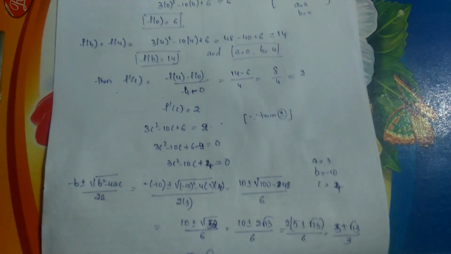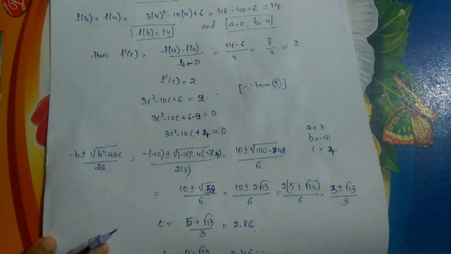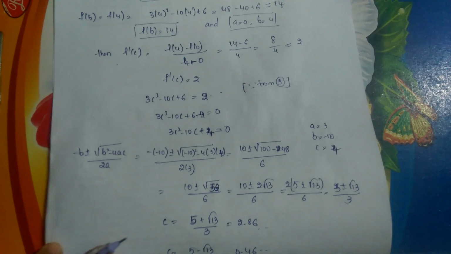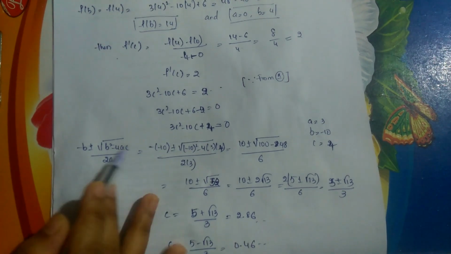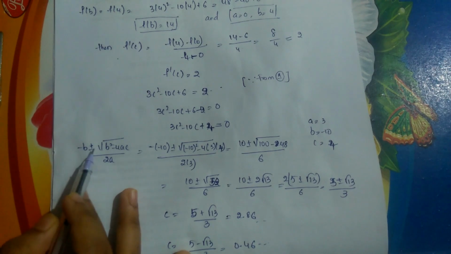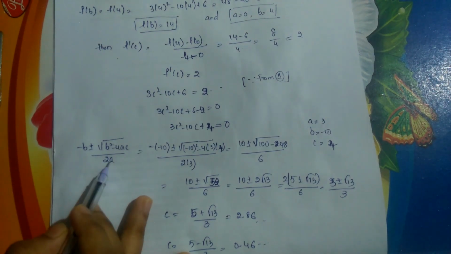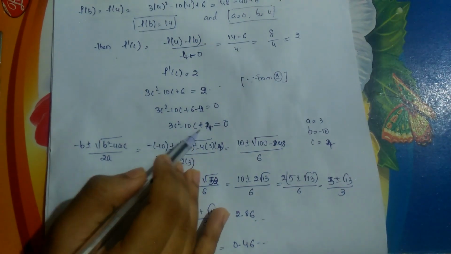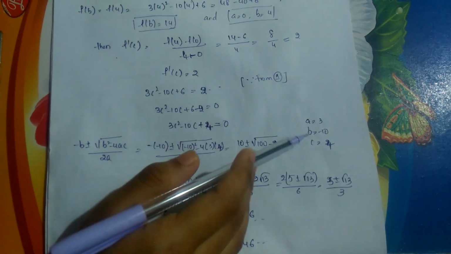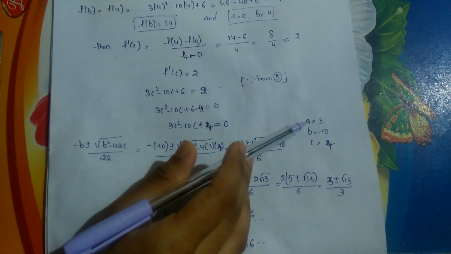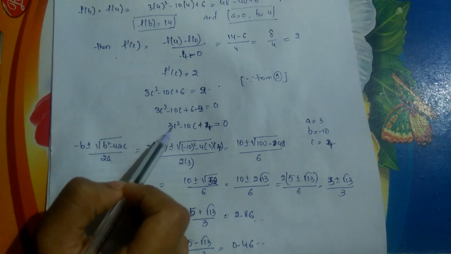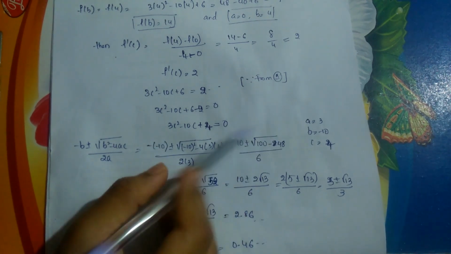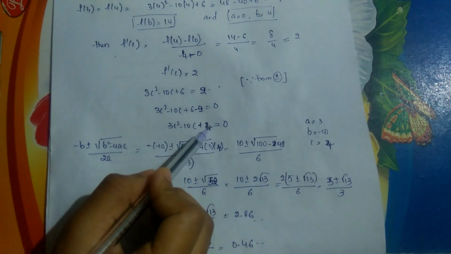So we have to find the values for c. As it is in quadratic form, we apply the formula minus b plus or minus root b square minus 4ac by 2a. When we compare this equation, we get a as the coefficient of c square, 3, b is minus 10, and c is the constant 4.